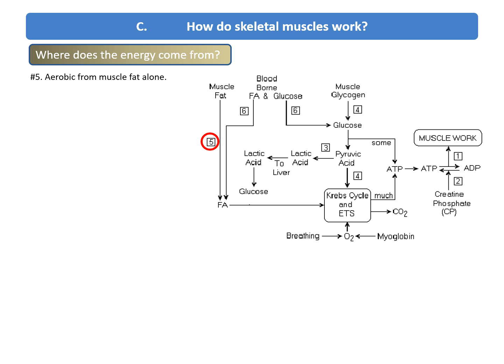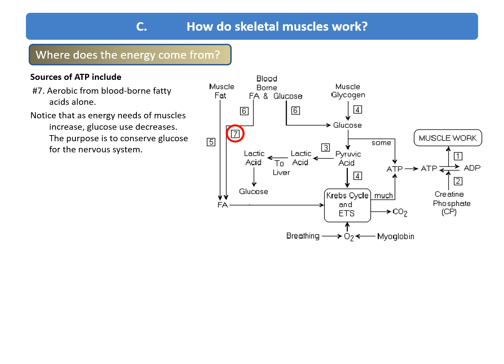Then number 5, aerobic from muscle fat alone. Number 6 would be aerobic from blood-borne fatty acids and glucose. This supplies roughly 10 to 40 minutes worth of energy. Number 7 then would be aerobic from blood-borne fatty acids alone. Notice that the energy needs of muscles increase as glucose use decreases. The reason for that is glucose must be conserved for the nervous system because the nervous system depends on glucose for its energy.